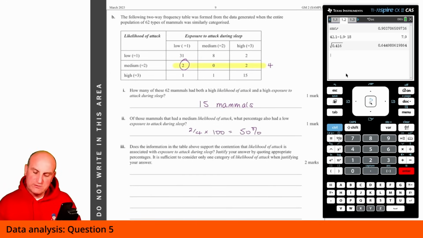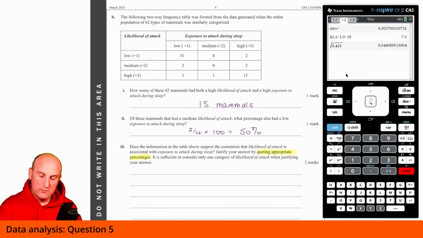Does the information in the table support the contention that the likelihood of attack is associated with exposure? Now, again, you've got to do 2 things here for those 2 marks. 1, answer the question, and 2, use quoting appropriate percentages. They actually tried to give you a hint with this question, to nudge you in the right direction. With all of these tables, when you are trying to find association, you percentage by row, not column, by row.